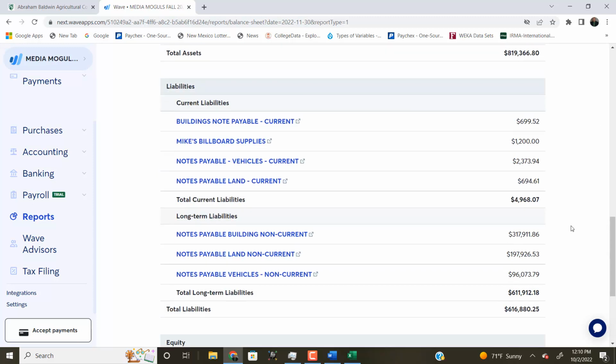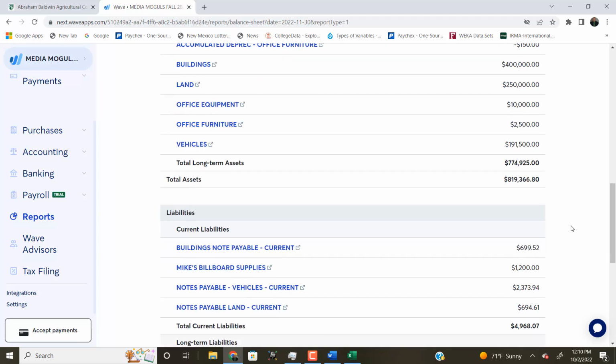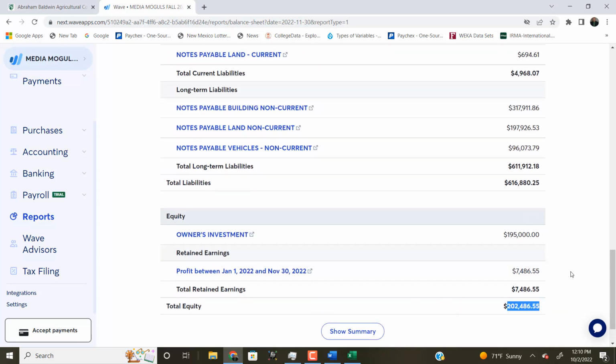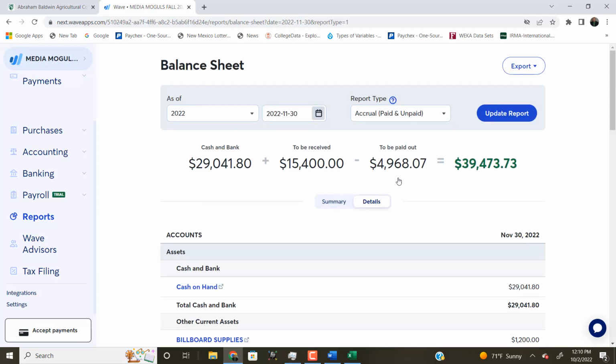What's the basic accounting equation? Assets is equal to liabilities plus owner's equity. And when you add this one and this one, that's going to get you back to 366.80, and that would be the correct amount. You're going to export that as well.